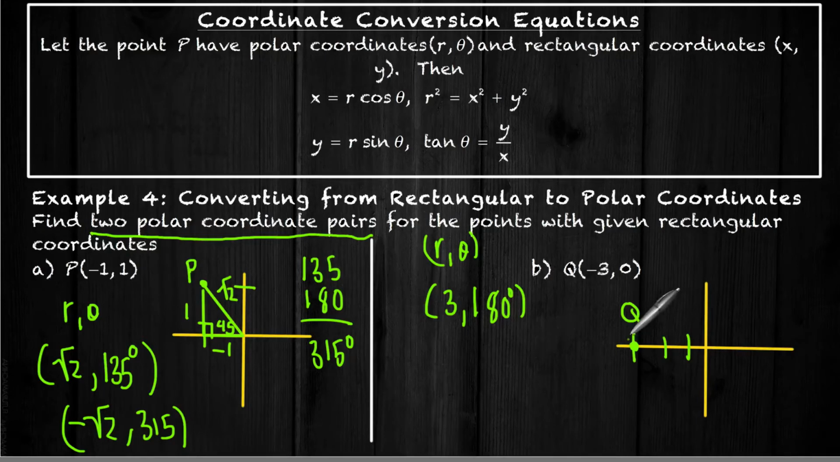Now, how else could we describe this point Q? Well, we could describe this point Q as 3 units in the opposite direction of what angle? 0 degrees on the unit circle. So there is your answer.